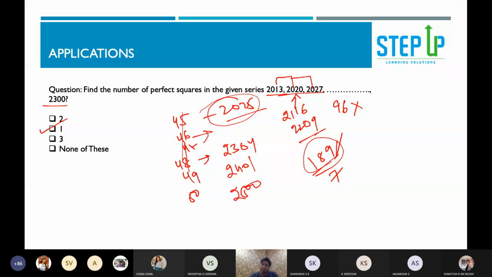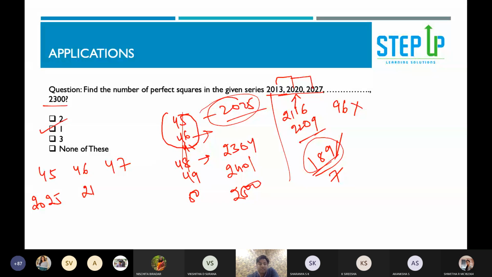Have you applied a similar approach? Can you repeat the last step? Yes, I didn't understand. Yes, sir. See, based on the number range, I can say we are talking about only 45, 46 and 47 values, the squares of these values. 45 squared is 2025. 46 squared is 2116. 47 squared is 2209.